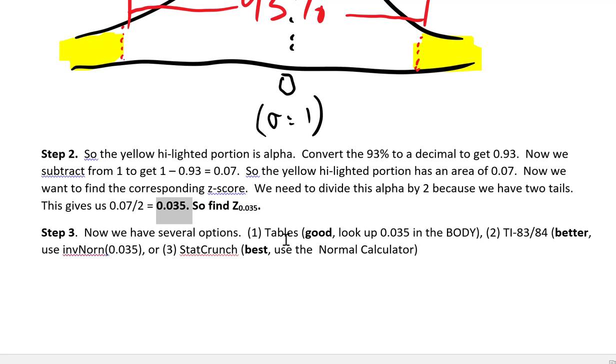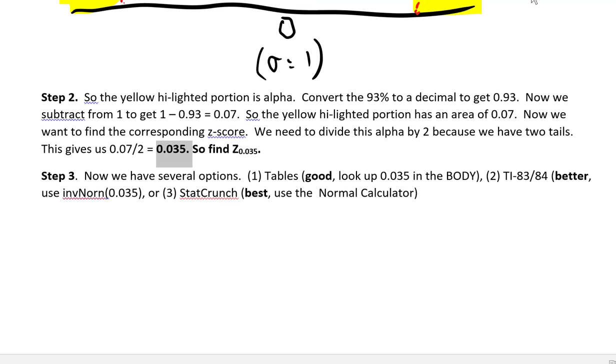We can use the tables, which is fine. You look up 0.035 in the body of the table. Another way is to use a TI-83 or 84. This is better. We're going to use inverse norm 0.035. The best way, I think, is to use StatCrunch and use the normal calculator in that. And I'll show you all 3 ways.